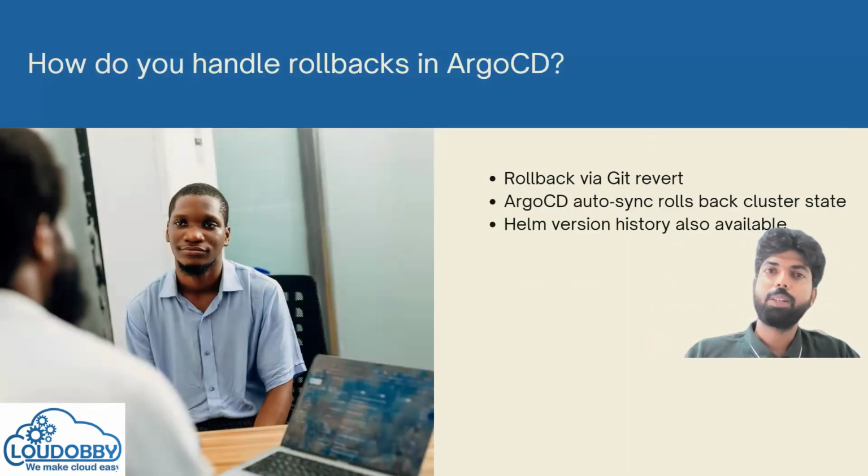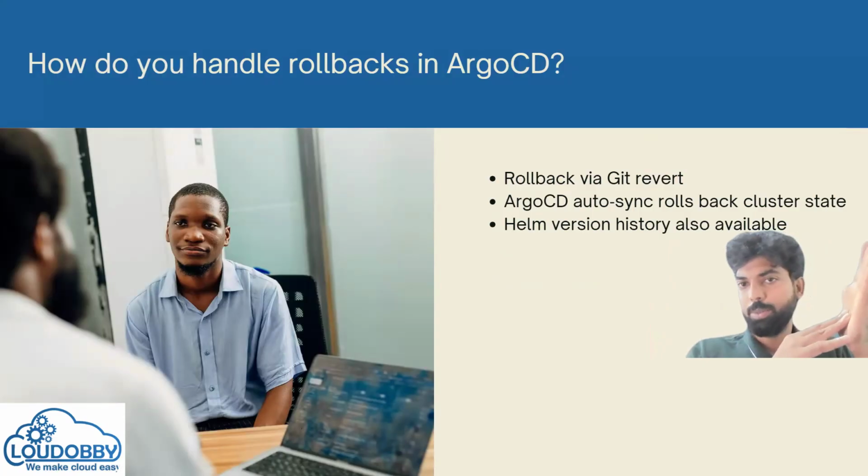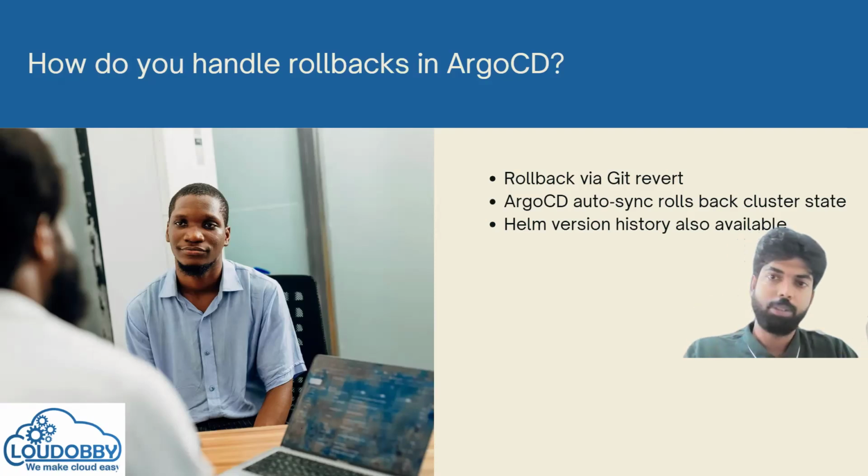How do you handle rollback in ArgoCD? So now you deployed in ArgoCD, and now you have to roll back. Ideally, you can do a Git revert, because in Git you have added the image as 22. Now you can revert the image to 21. You edit it, and then automatically when ArgoCD syncs again, it will roll back. That is Git revert.